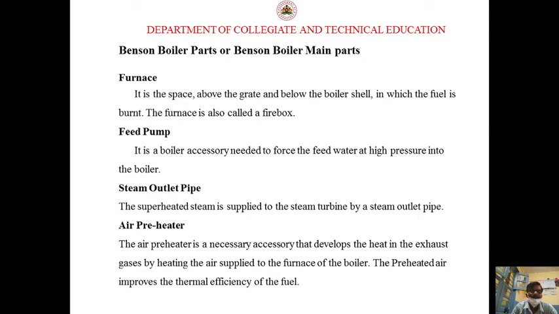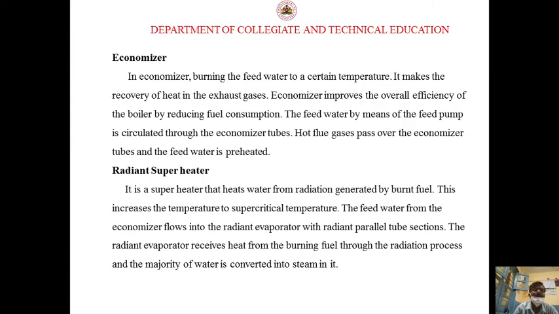Steam outlet. The superheated steam is supplied to the steam turbine by the steam outlet pipe. Air preheater. The air preheater is a necessary accessory that recovers heat from the exhaust gases by heating the air supplied to the furnace of the boiler. The preheated air improves the thermal efficiency of the fuel.